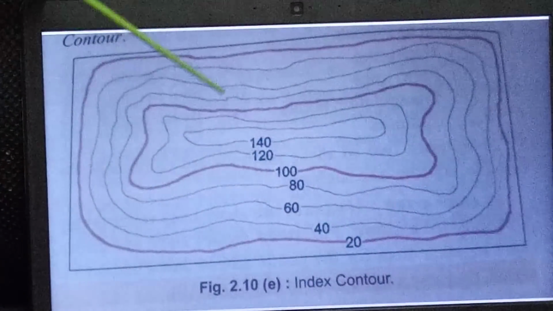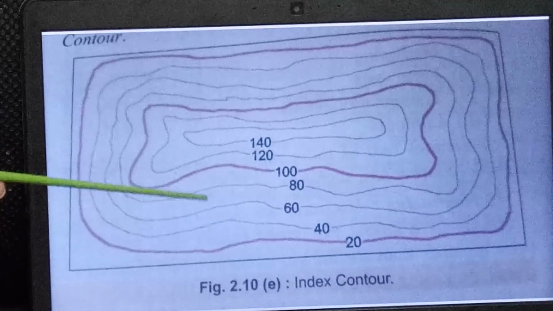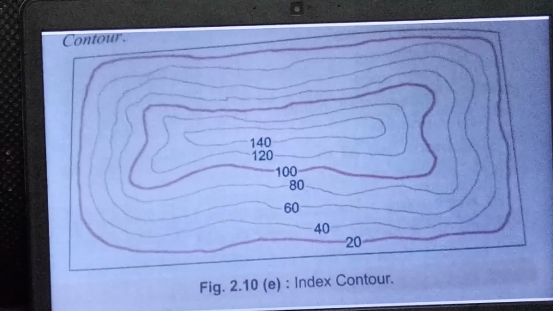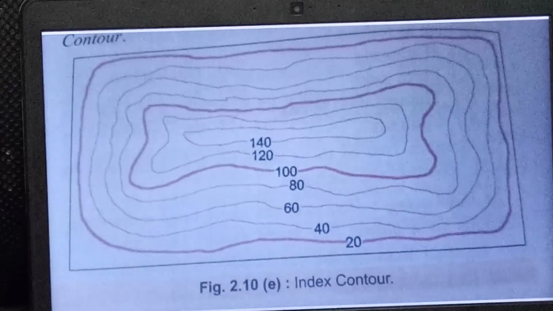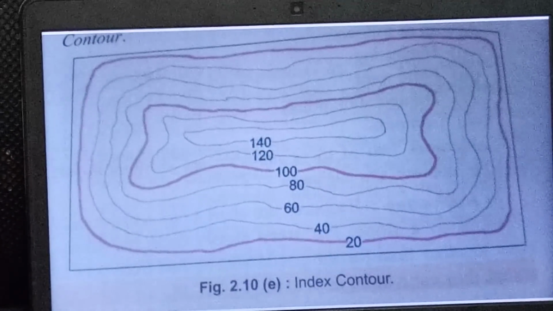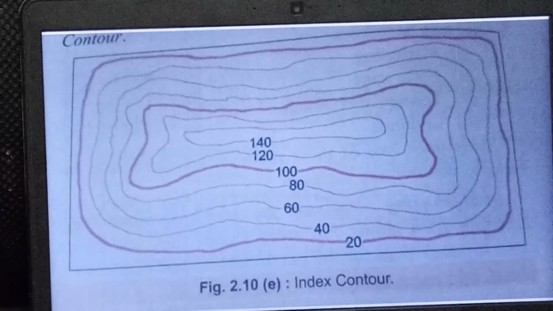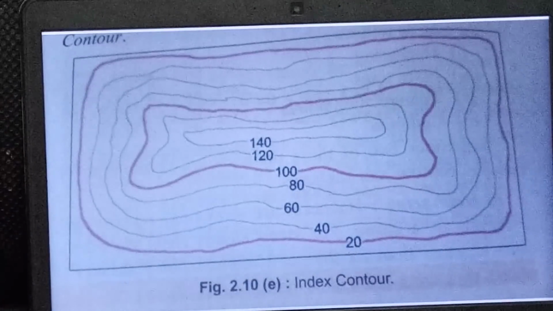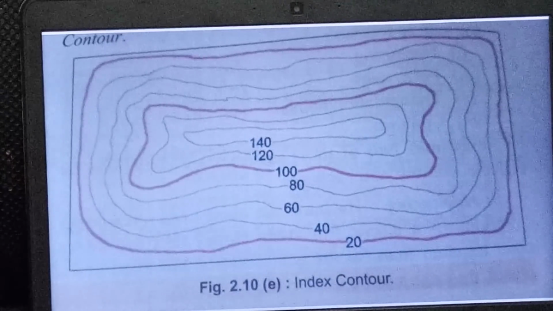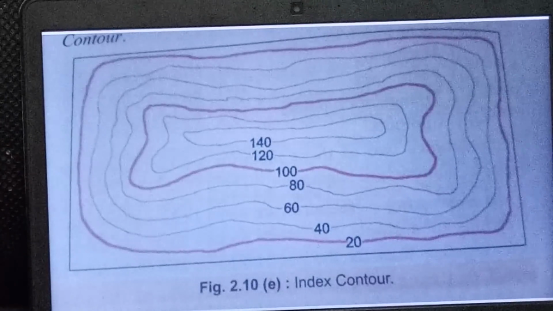Now the contour index. Every fifth line is drawn thick to show the contour index. This is shown where the land is very steep and it is very difficult to mark each and every contour. So in that case, the geographers take help of the index contour, which is marked in very dark brown color, which is broader also compared to the other contours, and they indicate the contour index. In your survey sheet, it will look like this.